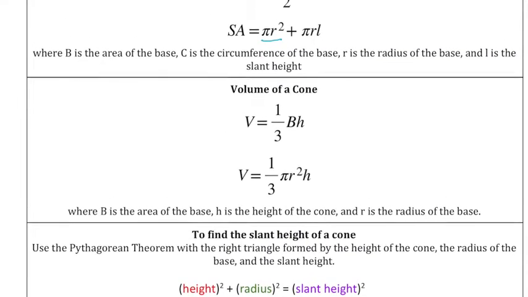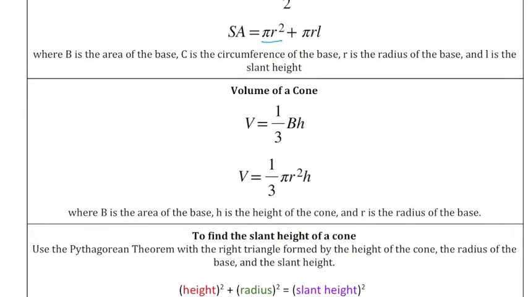For the volume of a cone, notice that it's the same. It starts out as the same formula as a pyramid, 1/3 area of the base times the height. And if we plug in our circle formula, that's 1/3 pi r squared times the height.